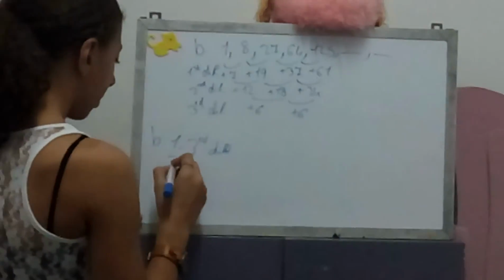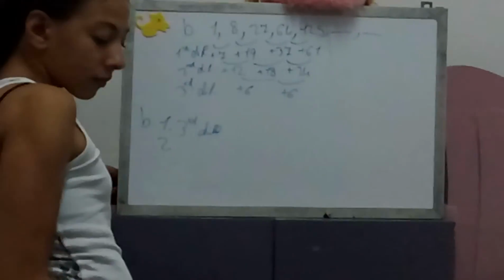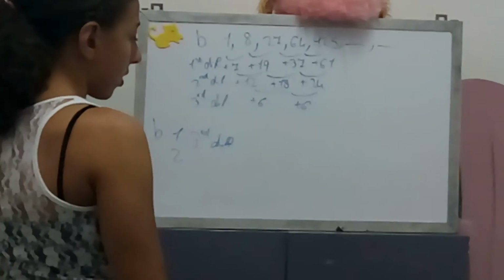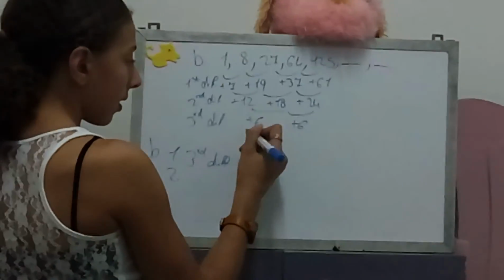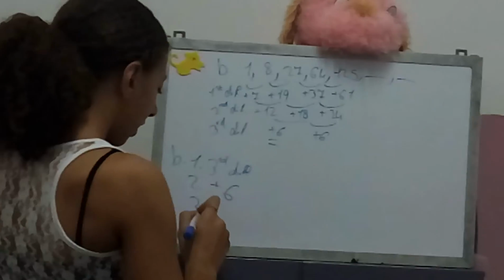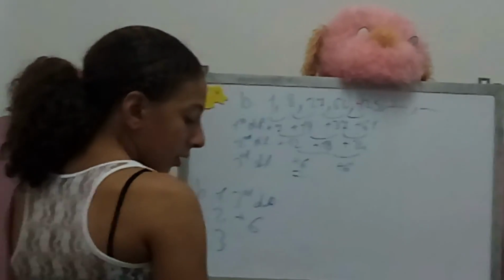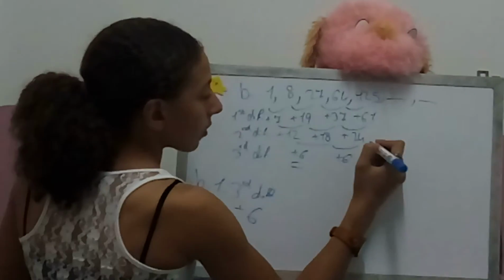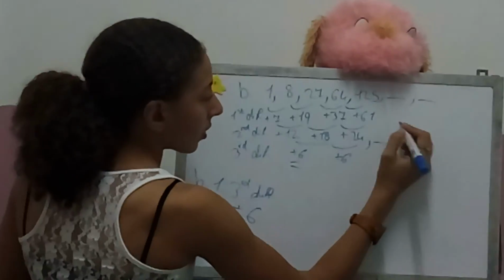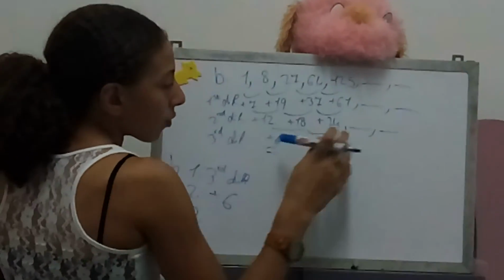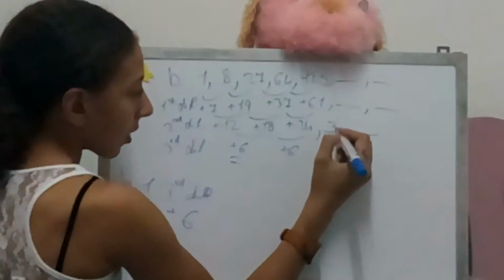Okay? B2. What is the constant difference? The constant difference is 6. So the constant difference is adding 6. B3, next 2 digits. Okay, as we said, first we need to finish this pattern, then this pattern, then this pattern. 24 plus 6 is 30.